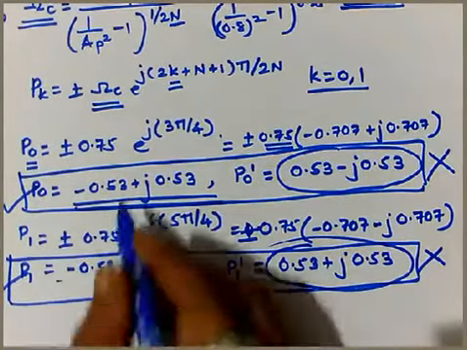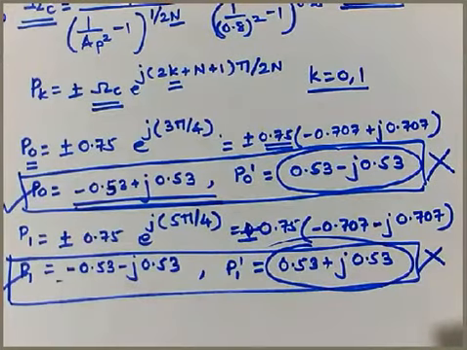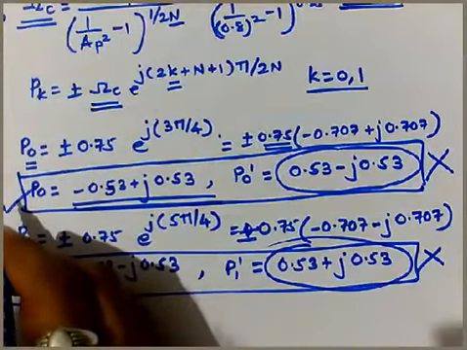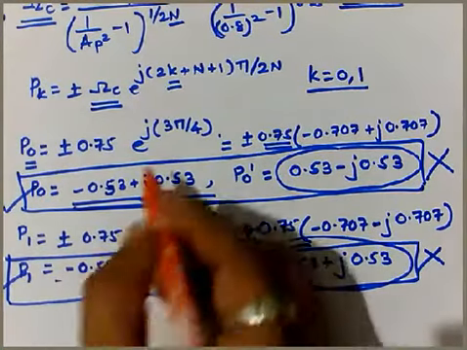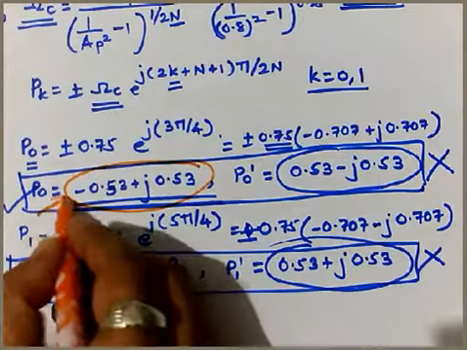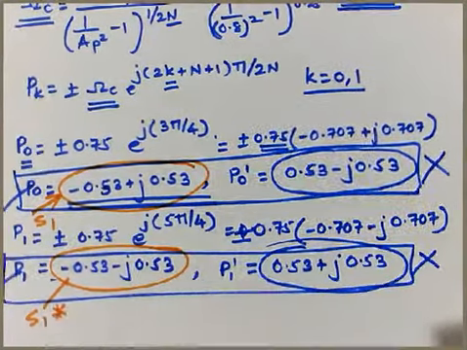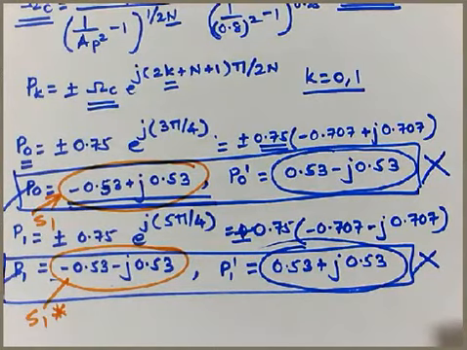If you verify it properly, you will find that these are the conjugates of each other. It means that we can assume this particular pole as S1, and this one as S1 star, because it is the conjugate of S1. Now once we have found the stable poles for the filter, then obviously we can write down H(s), the transfer function for this particular stable filter.